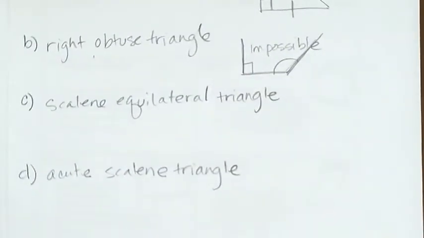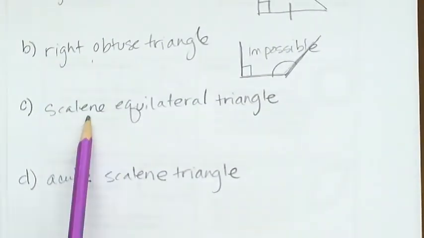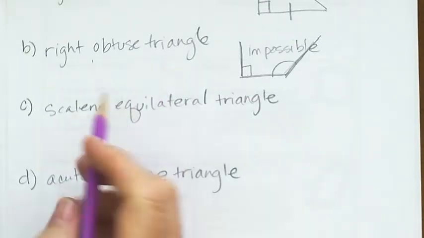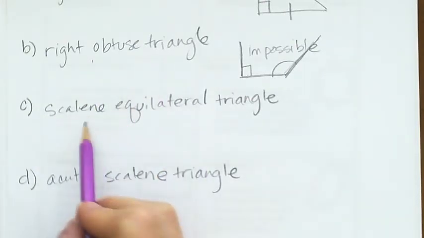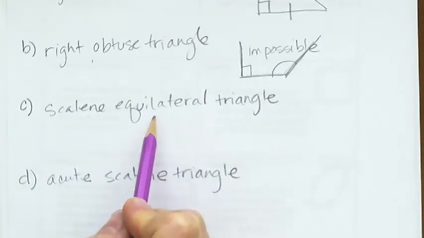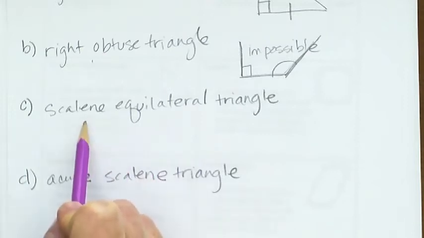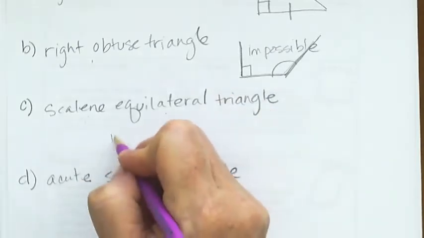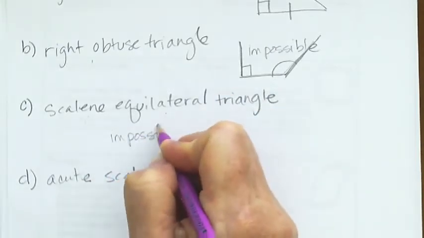Scalene equilateral triangle. Do you remember what scalene meant? That's one that most people don't get in middle school. Scalene means all sides are different lengths. Equilateral, hopefully you remember, means that all the sides are equal. So you can't have a triangle where all the sides are different and where all the sides are the same. So this is impossible.